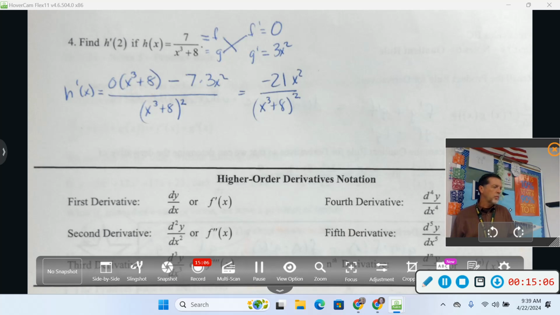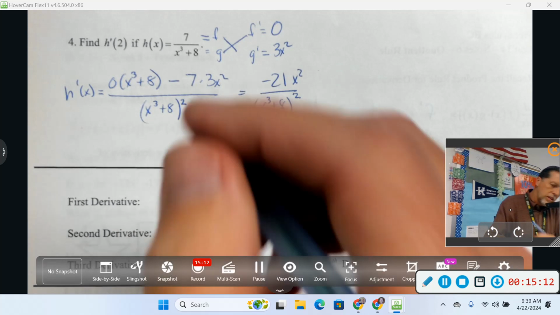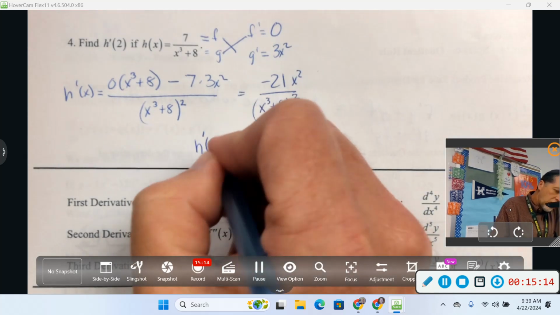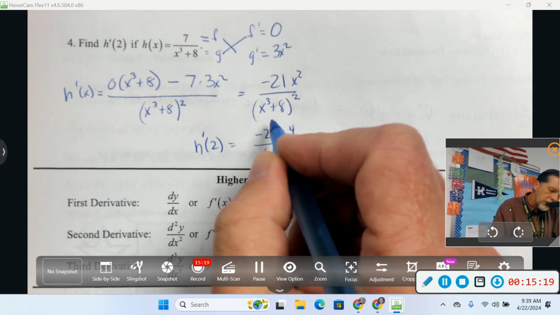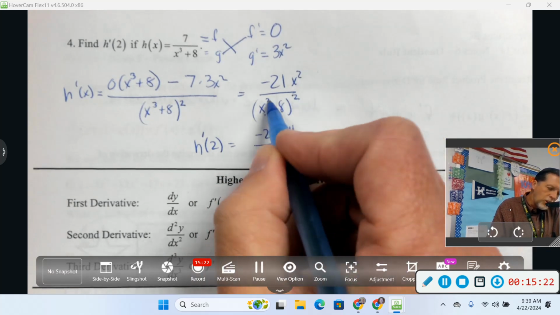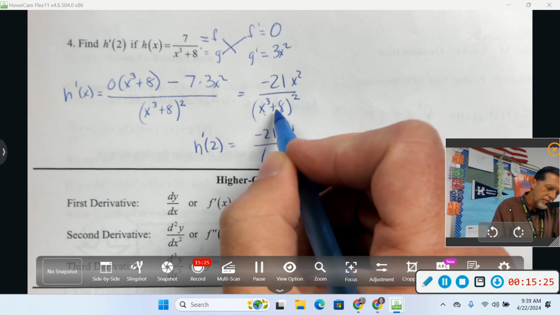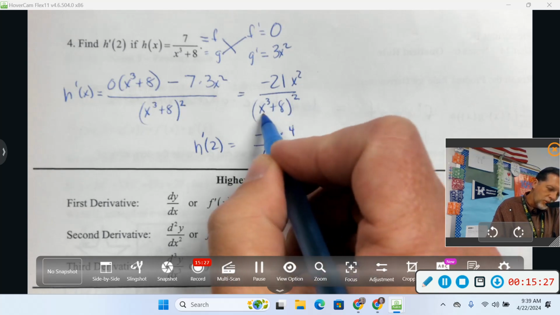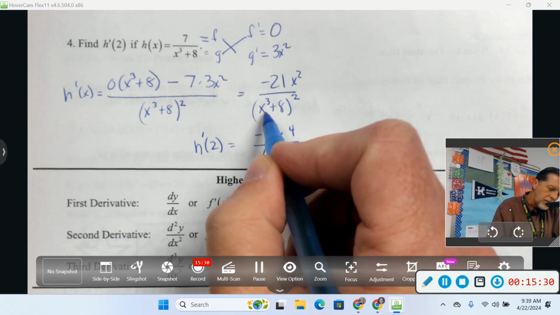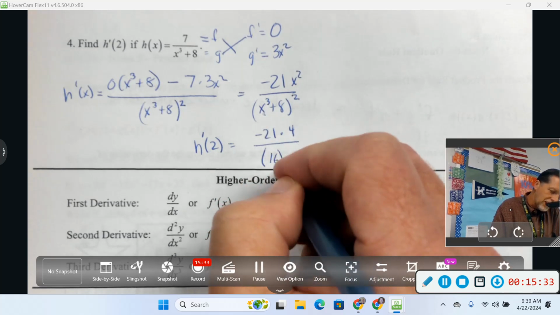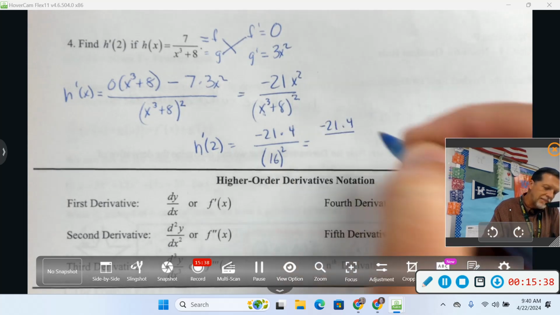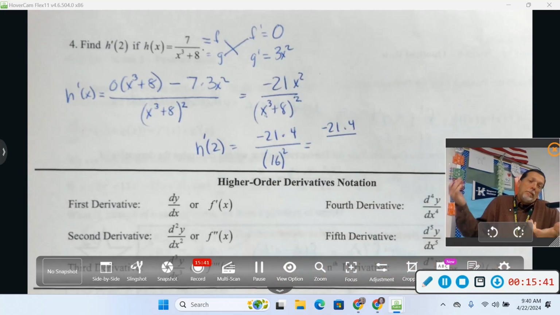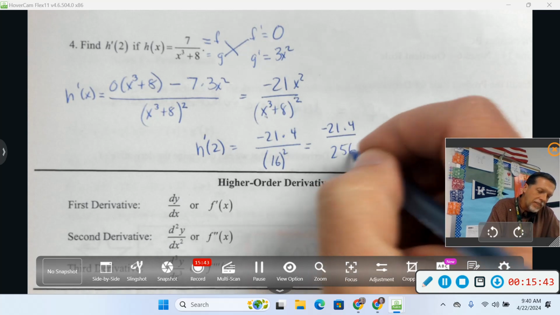And why are we not done with this problem? Because I got to plug in 2. It says find it at 2. So h prime at 2, negative 21 times 4 over, let's see, 2 cubed is 8. Really? We had to make it like this. 2 cubed is 8. 8 plus 8 is 16. And 16 squared is 256.